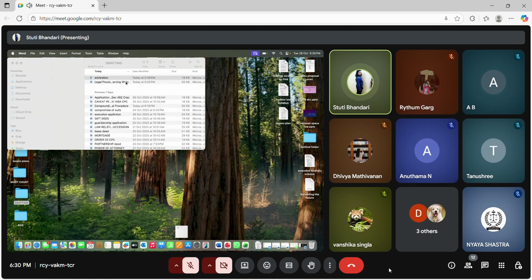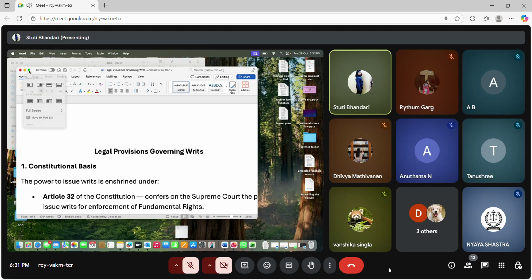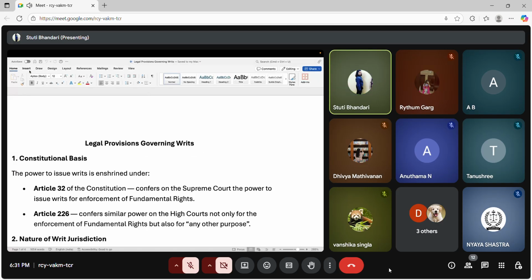Now coming to the last topic, which is writs. What do you understand by writs? Anyone? Writs is something which everyone might have heard of. So basically, you know what fundamental rights are, right? Writs are filed when there is a violation of fundamental rights. Yes, right. So basically, writs are one of the constitutional remedies which lie in two articles.